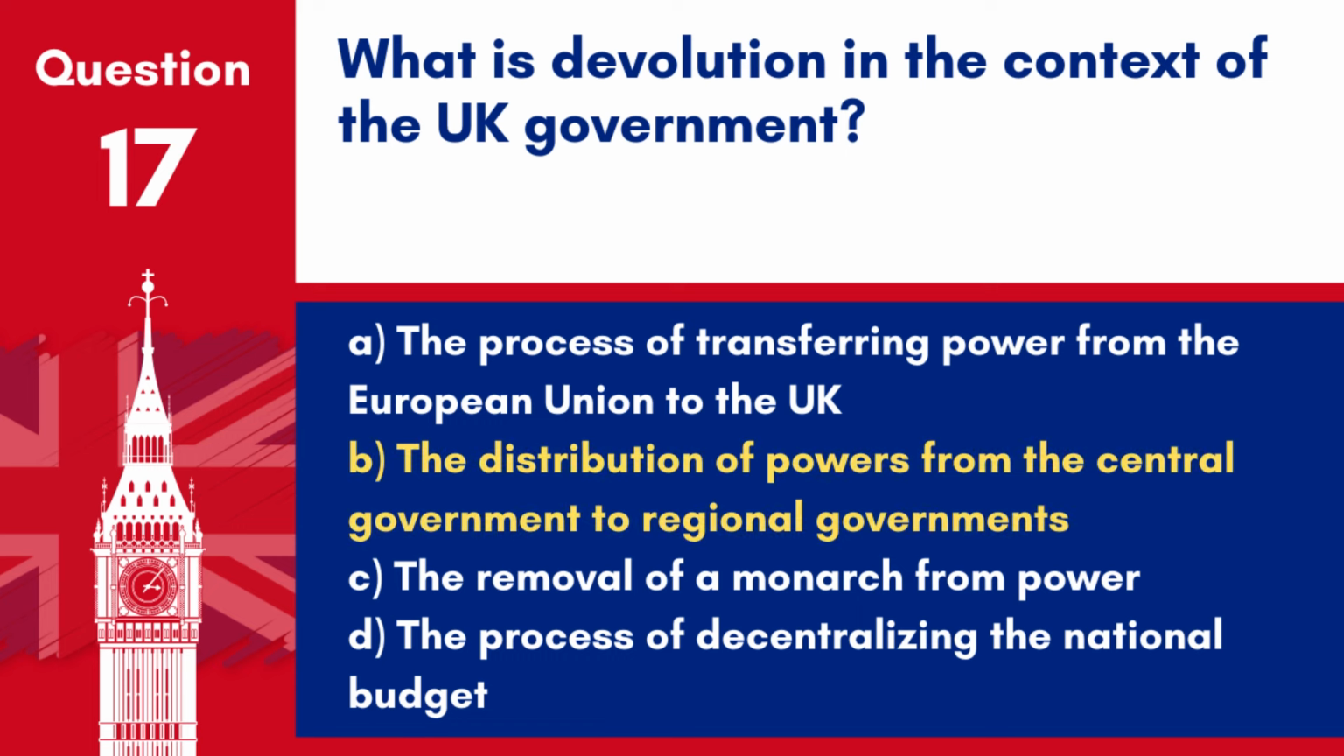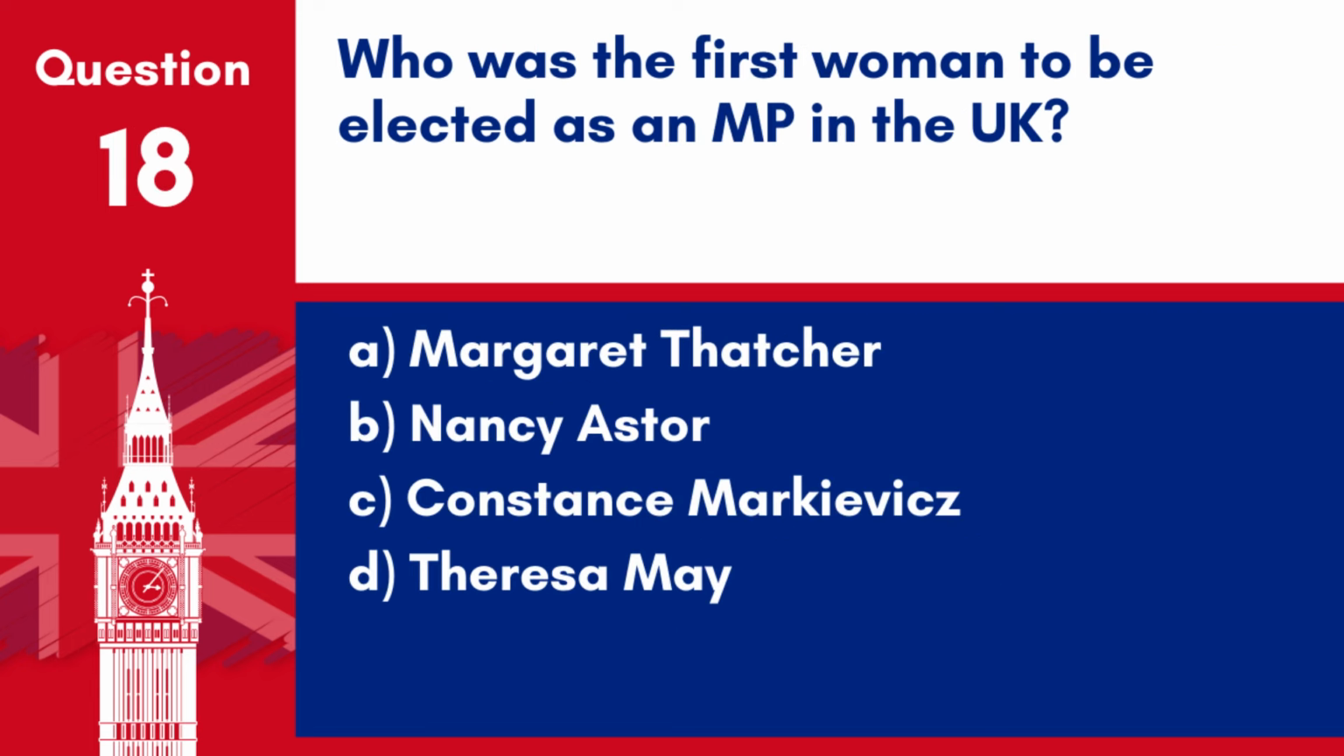Answer: B. The distribution of powers from the central government to regional governments. Devolution allows nations such as Scotland, Wales, and Northern Ireland to have their own parliaments or assemblies. Question 18. Who was the first woman to be elected as an MP in the UK? A. Margaret Thatcher. B. Nancy Astor. C. Constance Markievicz. D. Theresa May.